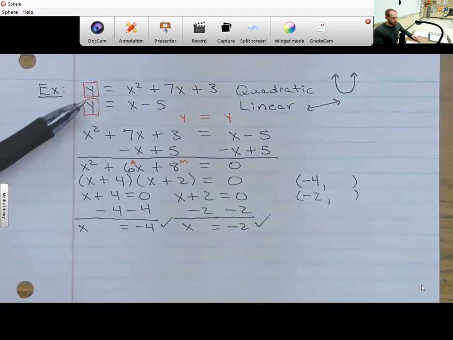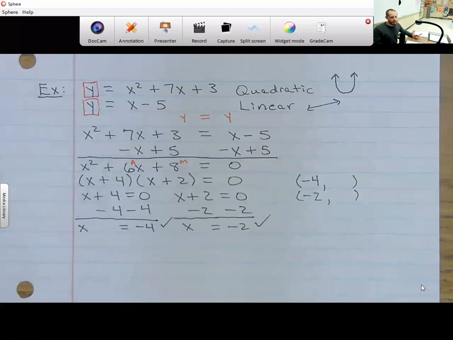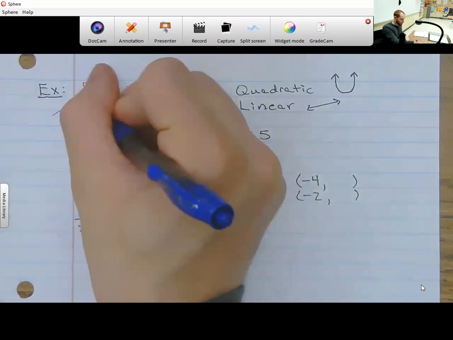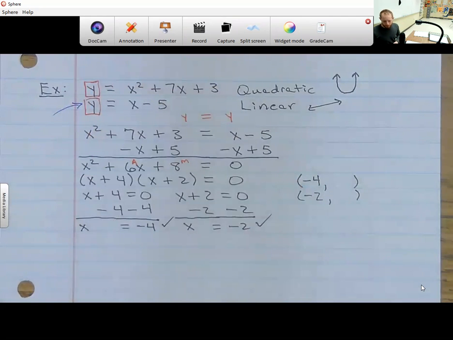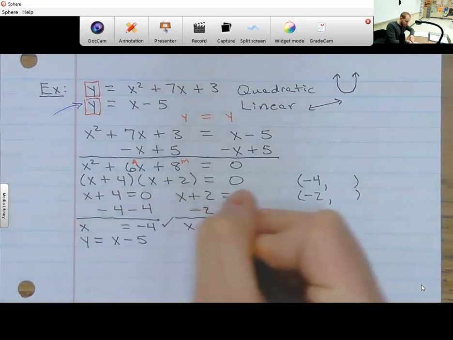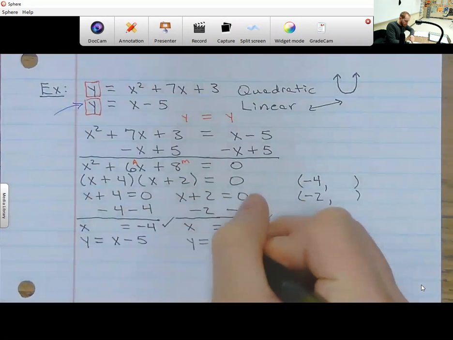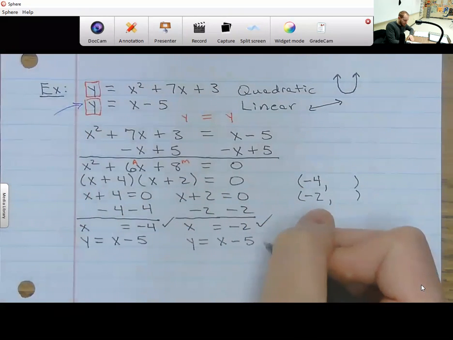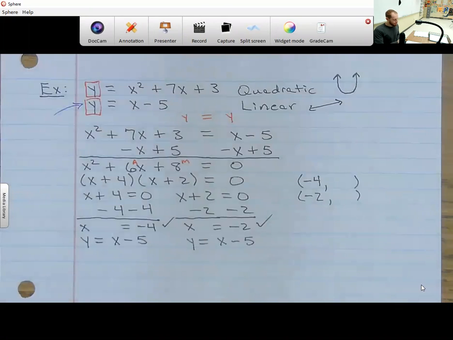It actually really doesn't matter, because whichever one I plug back into, I'm going to get the same y values. So I might as well choose the simplest one, and that's going to be the bottom equation, the linear equation, right? So y equals x minus 5. I put that right here. I put that right here. And now I'm ready to plug back in, because I know what my x values are. I can put them right back in for x if I want to.